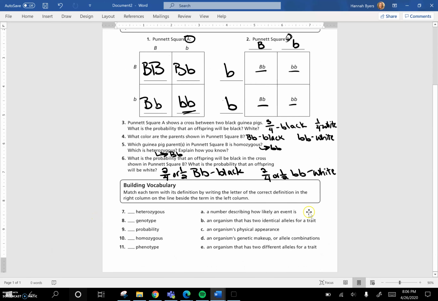All right, for the bottom, this is just matching vocabulary. So heterozygous has 2 different alleles, so that's E. Genotype is the genes or the genetic makeup, so that is D. Probability is a number that is likely in describing an event, so that's A. Homozygous, they have the same or two identical alleles for a trait, so that's B. And then phenotype is the physical appearance, so that is C.